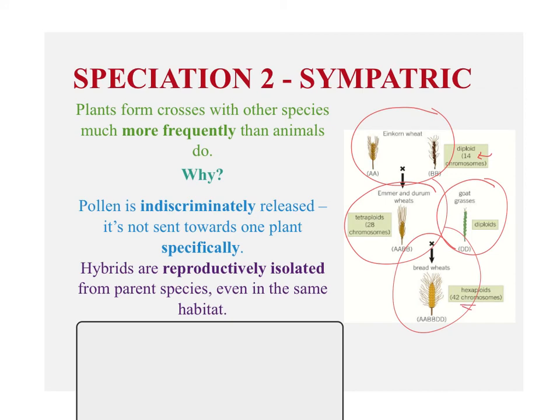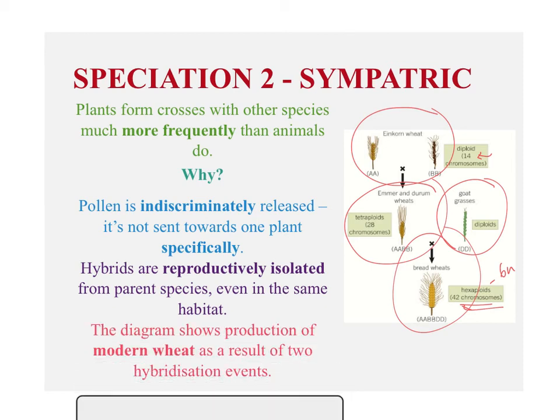Now, bread wheat is hexaploid, means it's got 6N, or 6 lots of the copies of the chromosomes that we need. Problematic because this hexaploid individual, the bread wheats, cannot reproduce with any of the species that it has been effectively made from. And in turn, it means that bread wheats can only ever reproduce with bread wheats, and that stops any kind of further evolution.